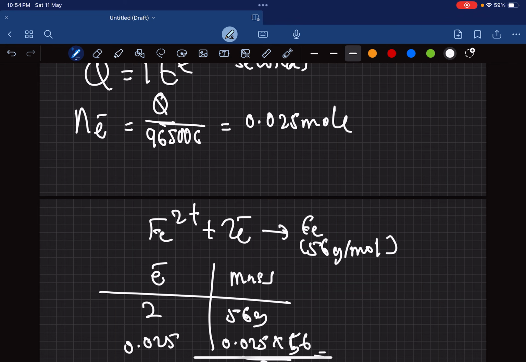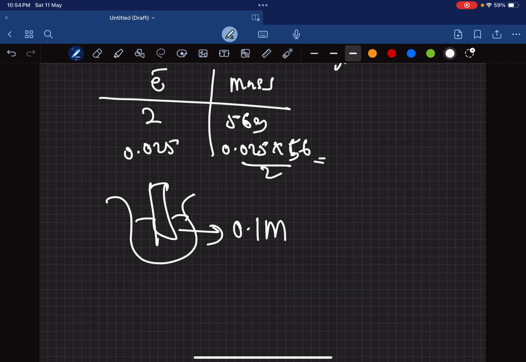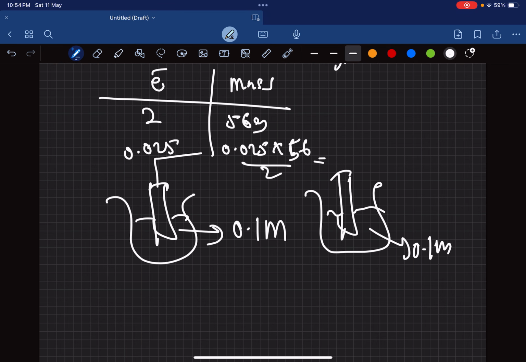There was one question where they gave you two solutions, and the concentration of both solutions was 0.1 molar. When you calculate the voltage, it's not going to be the standard voltage, because the molarity is lower. The molarity is supposed to be 1 molar for us to use the SRP value. So the voltage is going to be lower than what it is supposed to be. Please remember that.